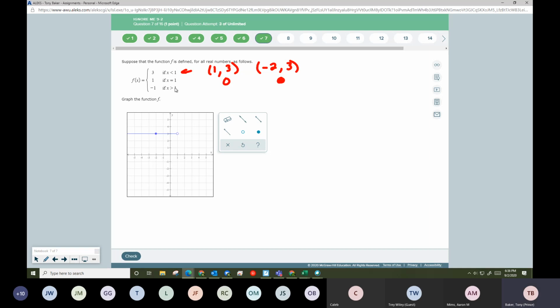So that line is going to keep going. My next one, since it's equal to, only has 1 point. So when x is 1, y is 1. So that's that point right there.